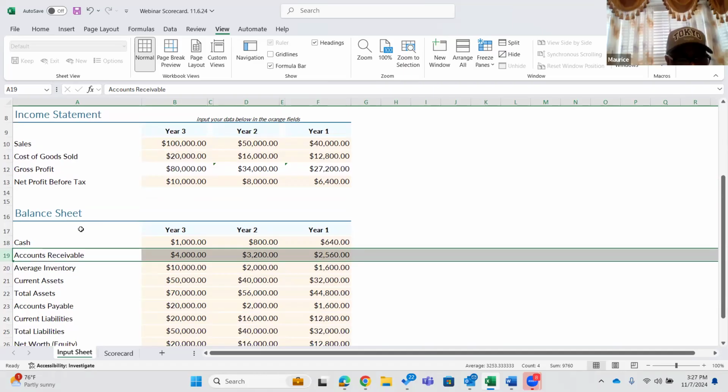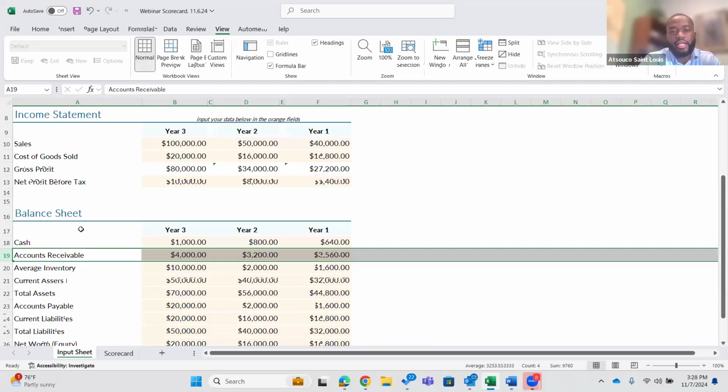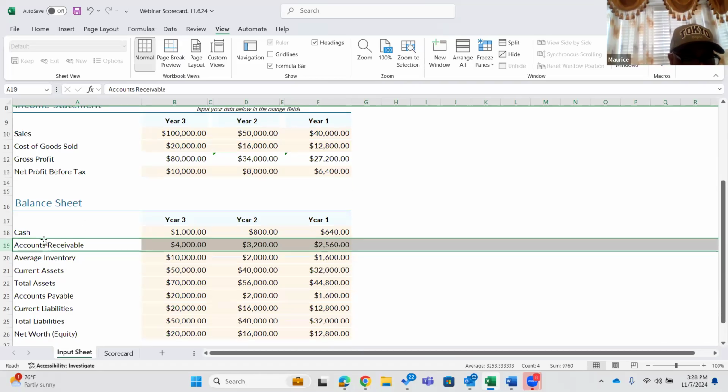It appears somewhat stagnant to me. Stagnant. Okay, why would you say he's stagnant? What numbers are you seeing that's like you're not really doing well, but you're also not doing bad? What numbers, what line item are you looking at? I'm looking at the accounts receivable.